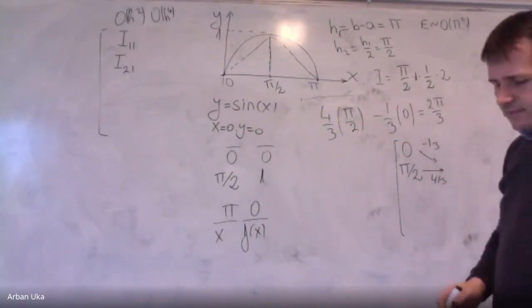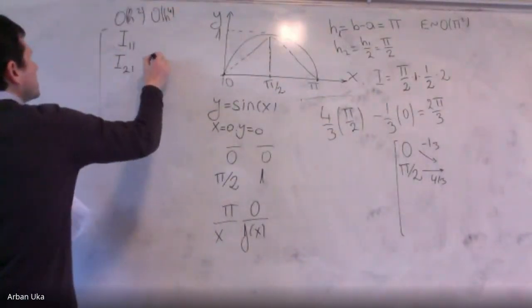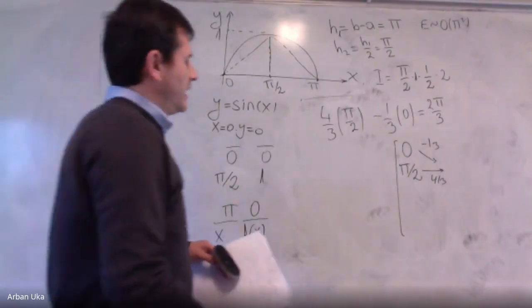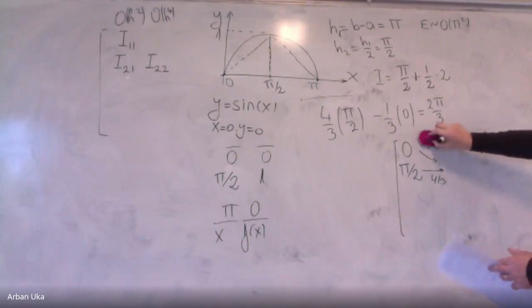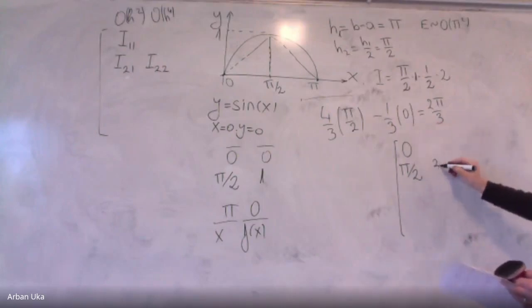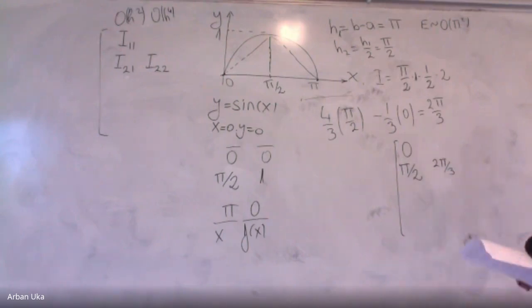We call this one I22. And allow me to erase these arrows here. But for sure, from pi over 2, we get an answer which is 2 pi over 3. Now, this is closer to the true value.